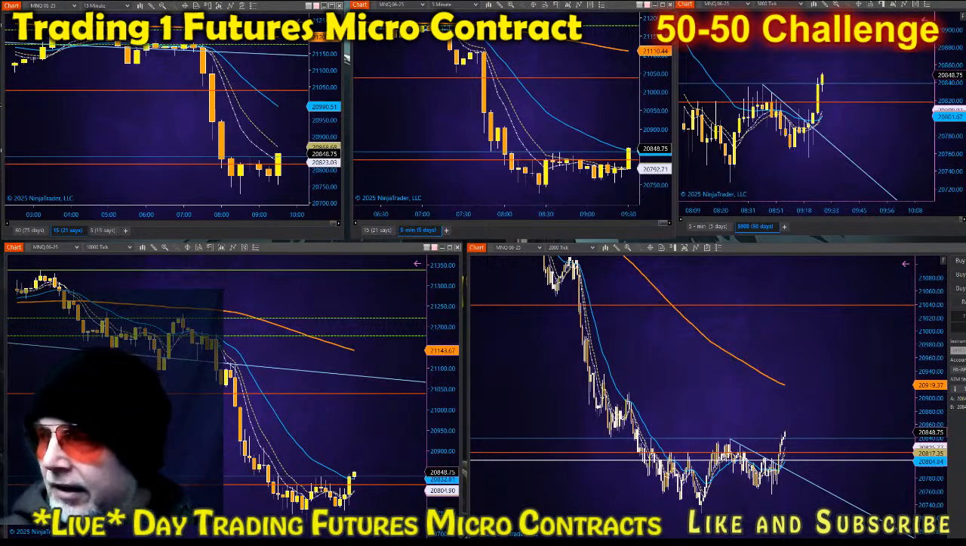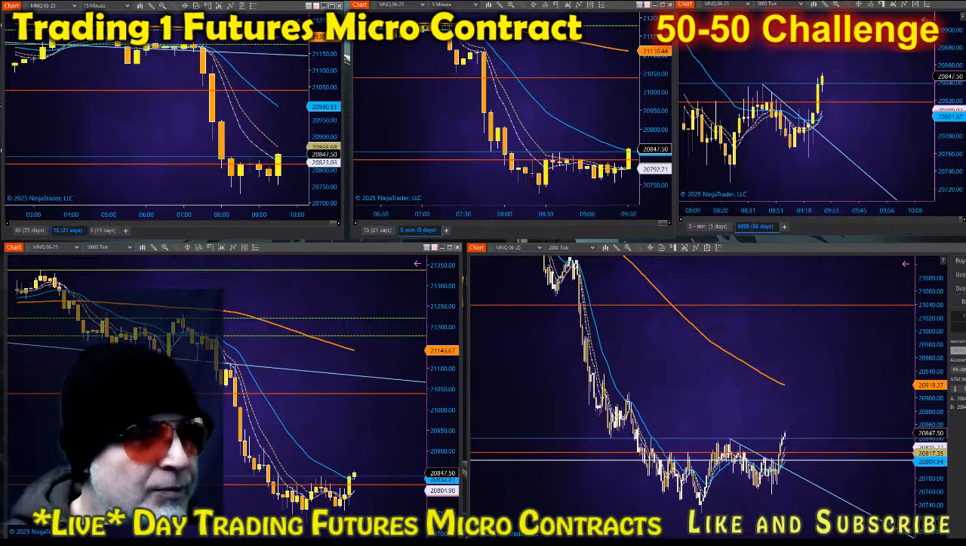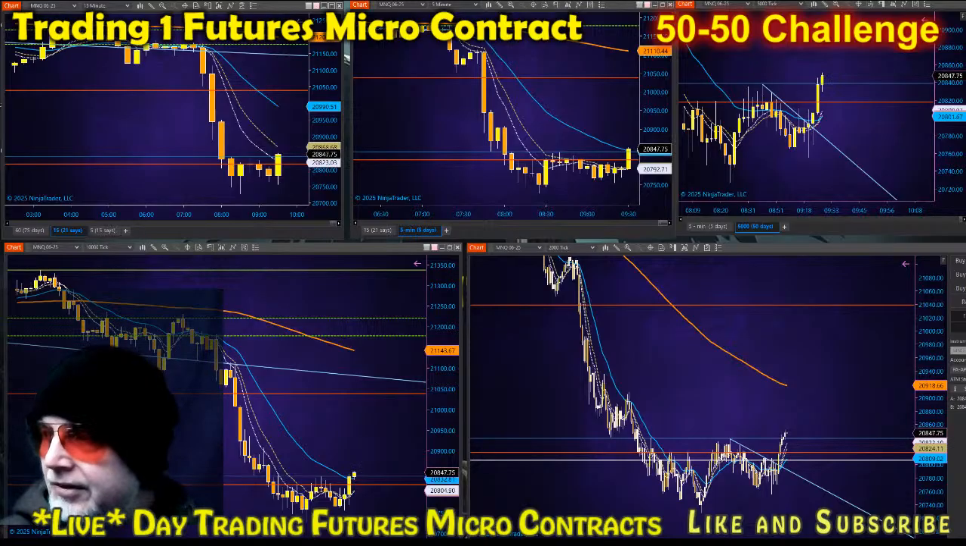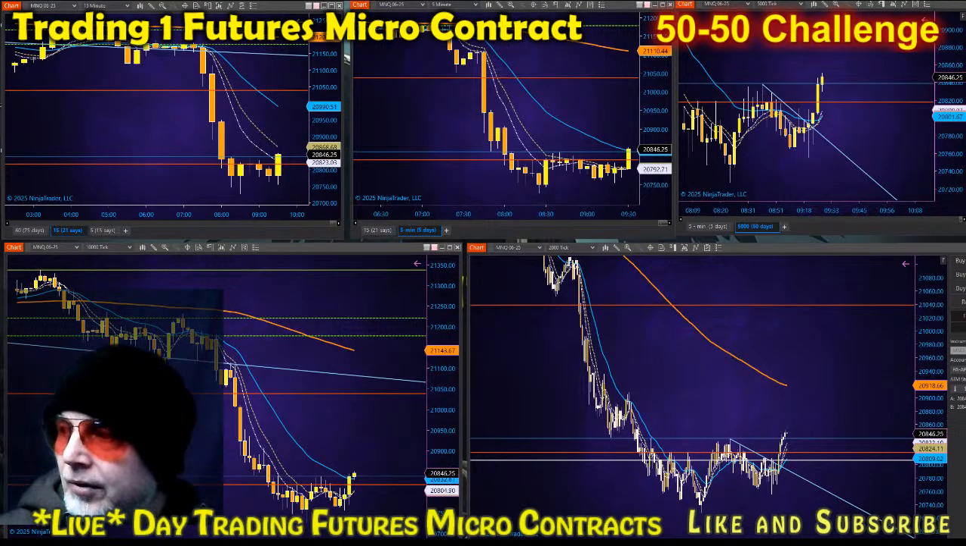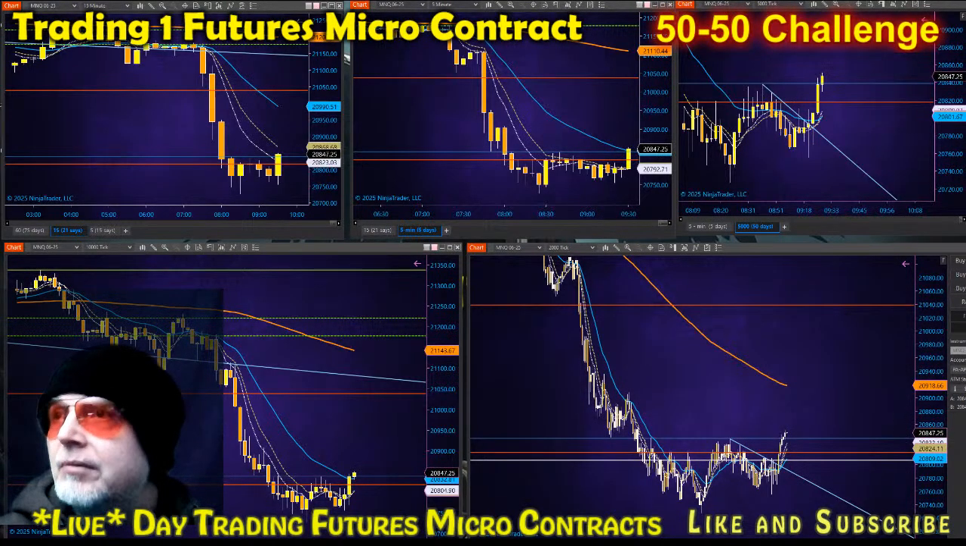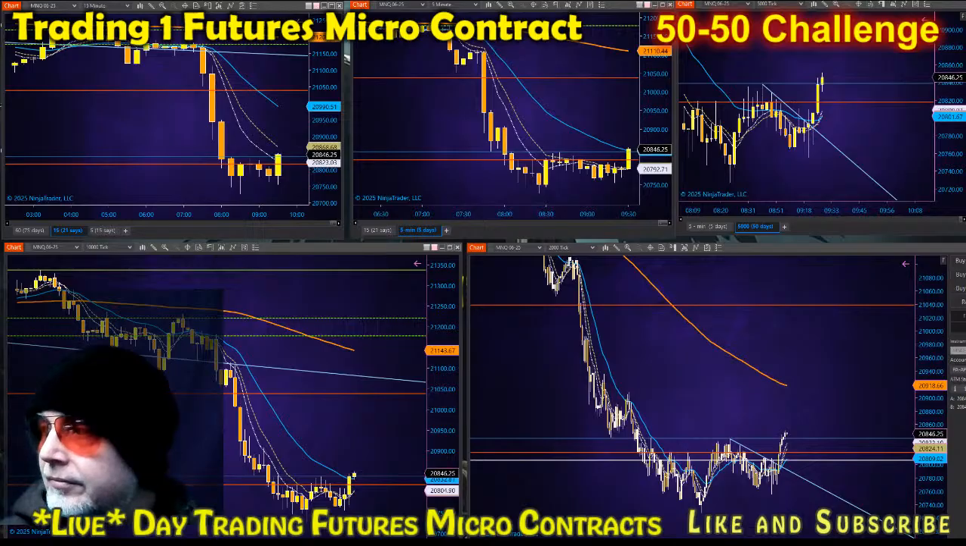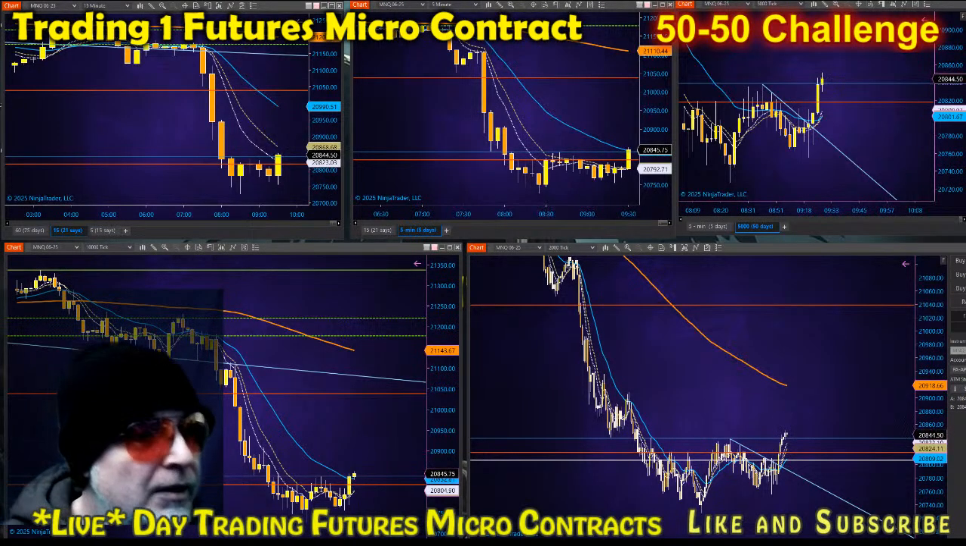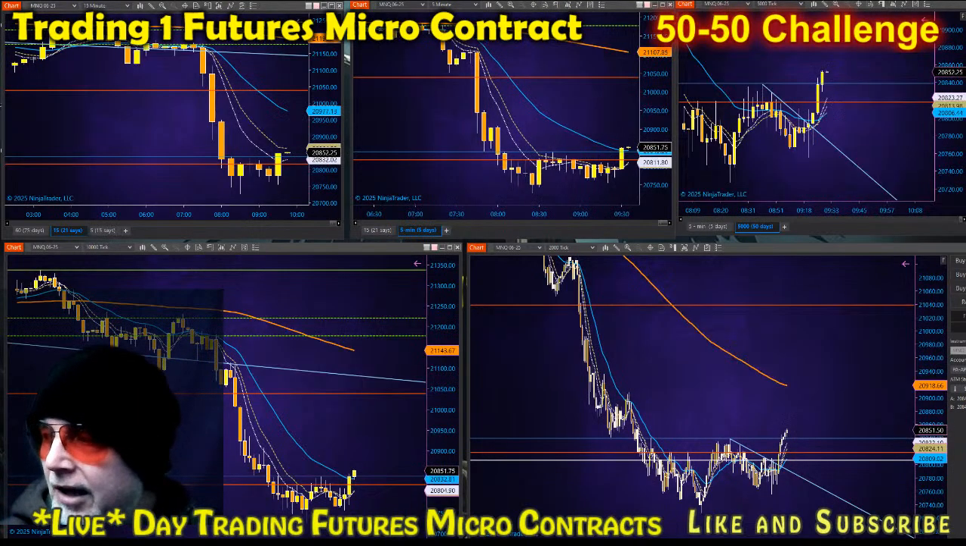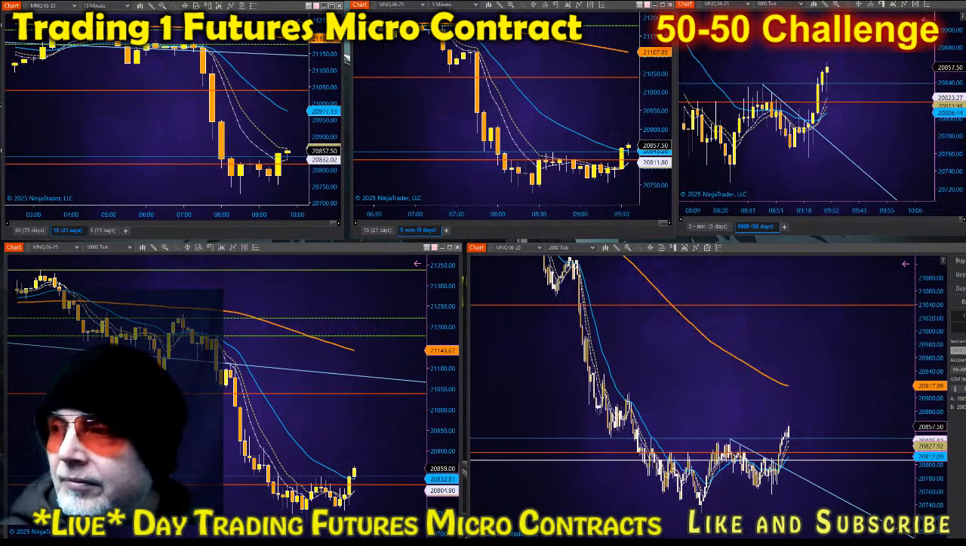50-50 challenge. Market looks like it's reversing here before the opening bell, East Coast time. We're trading 1 micro, make 50 before you lose 50. Is it working? All right. Yeah, the market's changing around here. Let's see what happens. The bell has opened up. Make 50 before you lose 50. We have the MNQ, the 1 micro we're trading here.